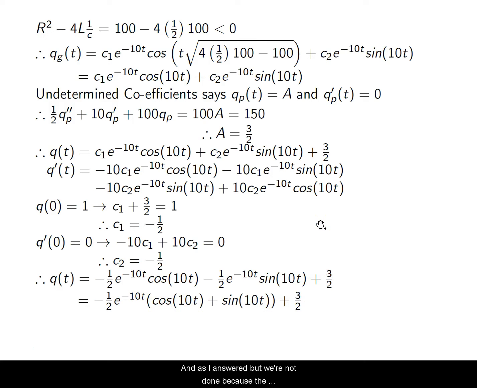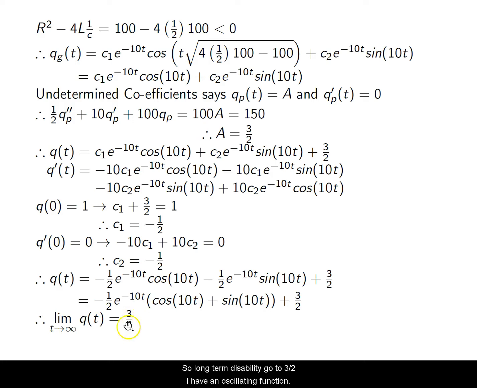But we're not done, because the question was asking, what is the long-term charge over the capacitor, right? So again, this is the charge. So what's the long-term charge? Well, it's going to be the limit of my function as time goes to infinity. If you don't know about capacitors, they basically kind of disperse their charge intermittently. It's like on and off, on and off. That's not really how it works, but that's kind of how it works.